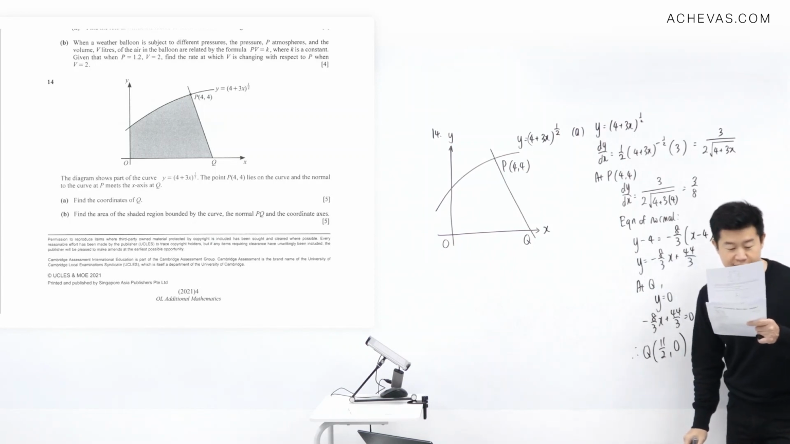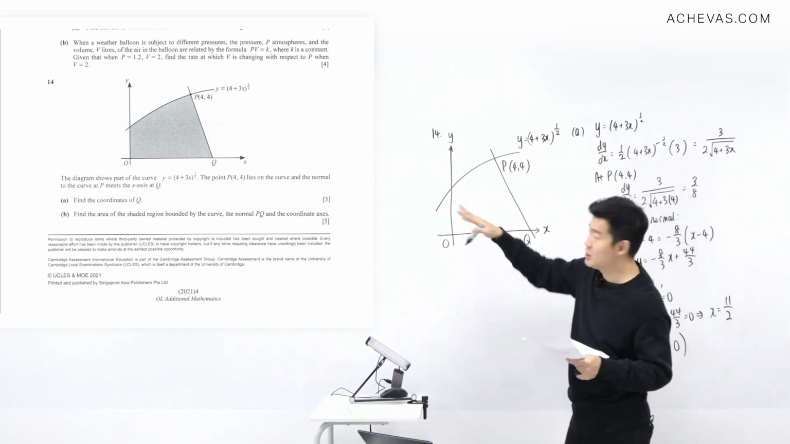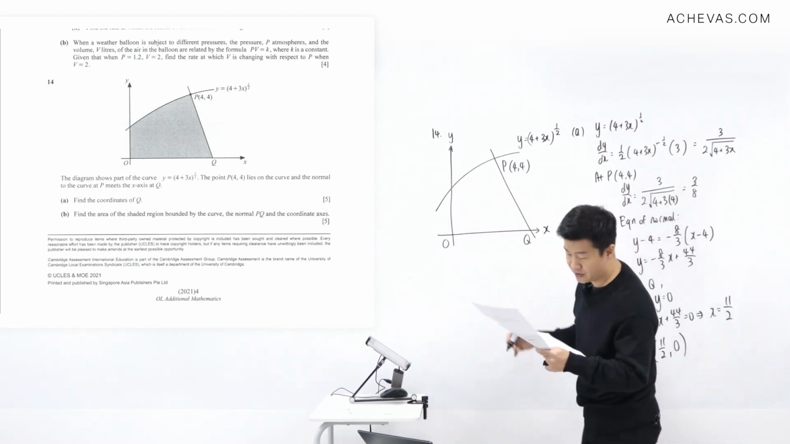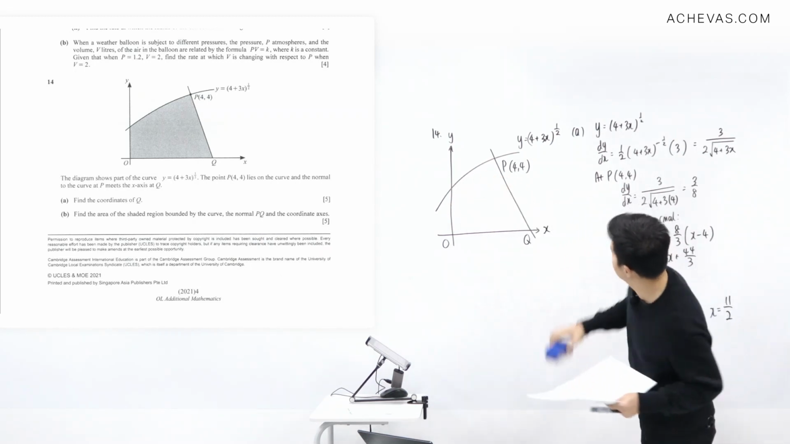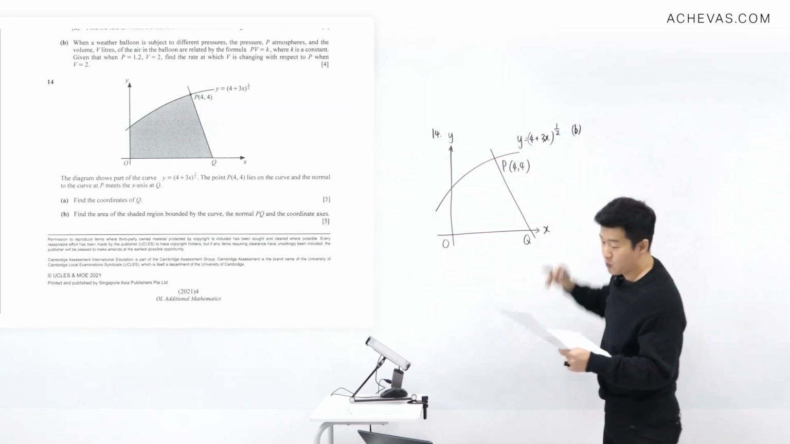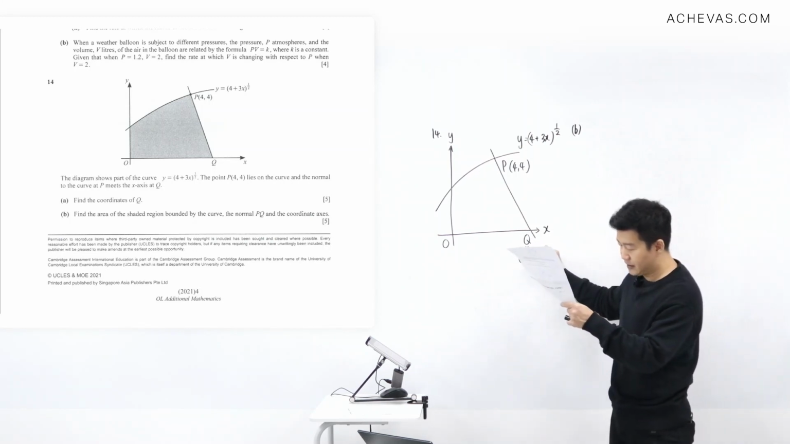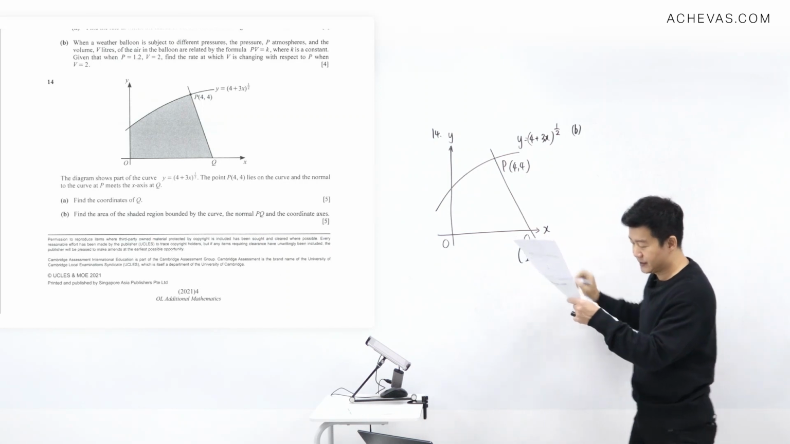And based on this, I guess we are going to try to work on part B, which is to find the area of the shaded region. So it is this entire region over here. So for part B, I'm going to make use of definitely the coordinates of Q that we have found in the previous part. And that is (11 over 2, 0).